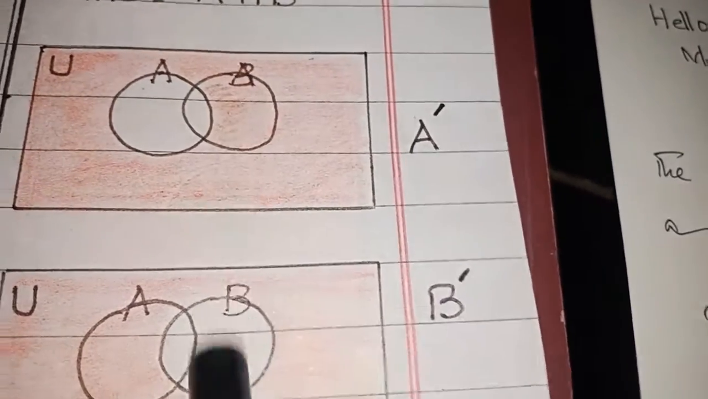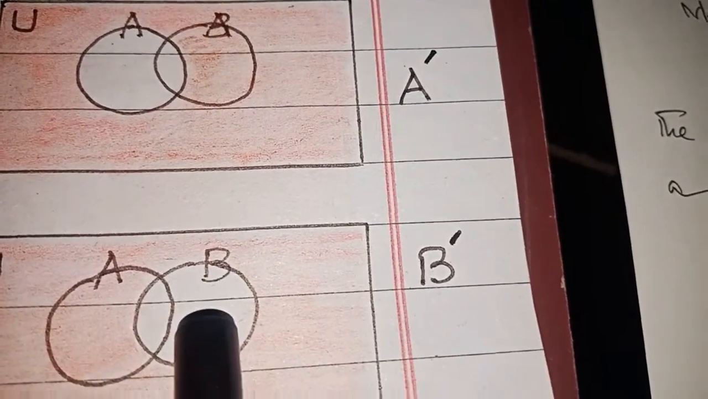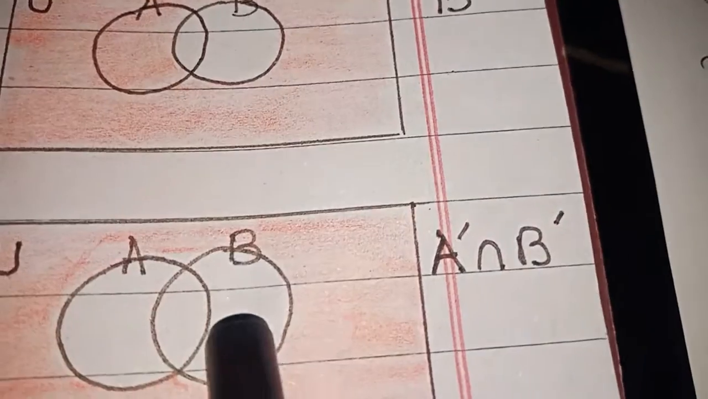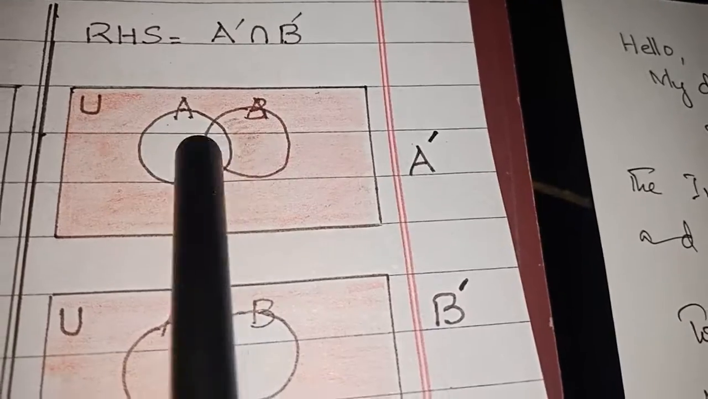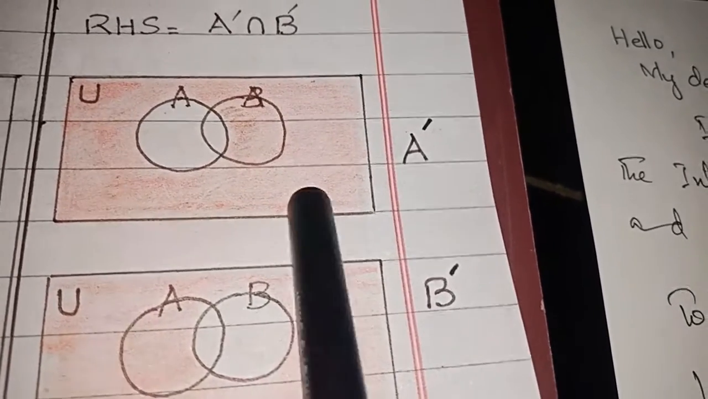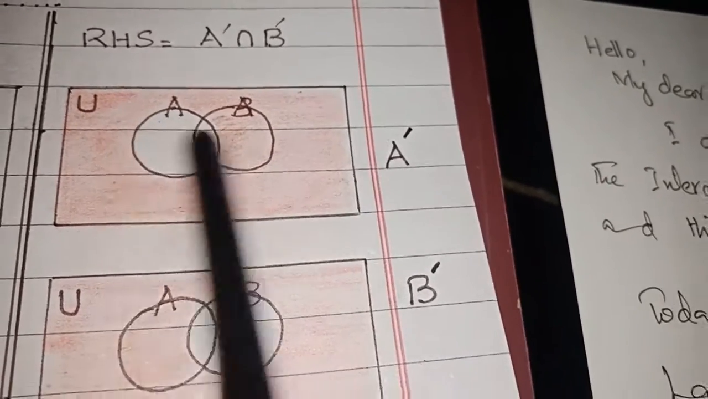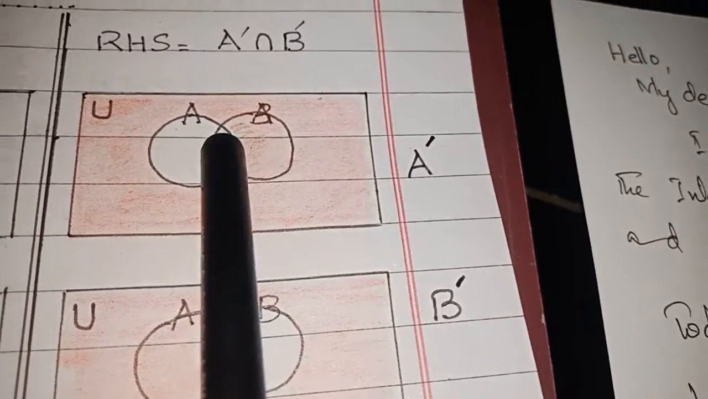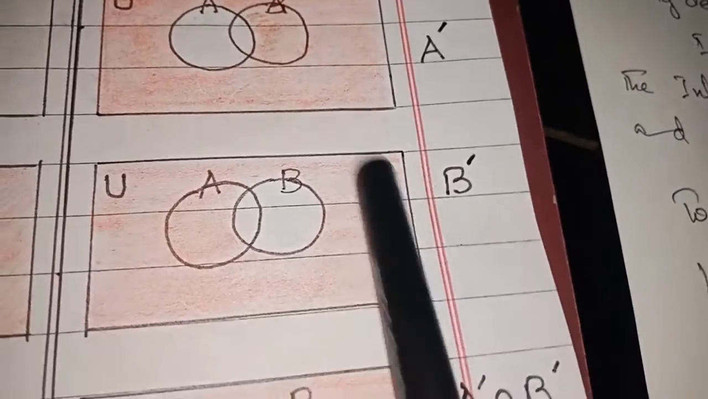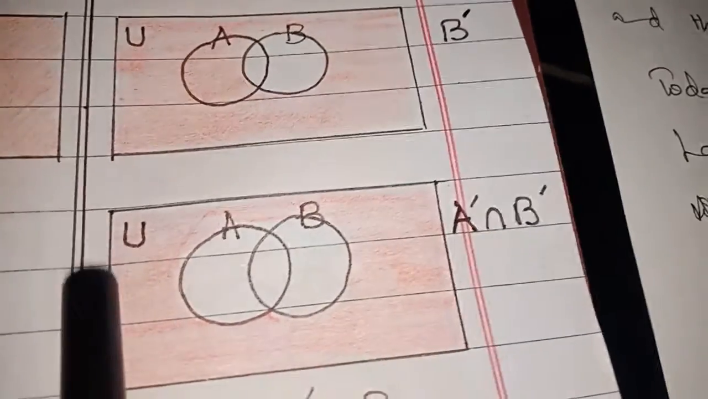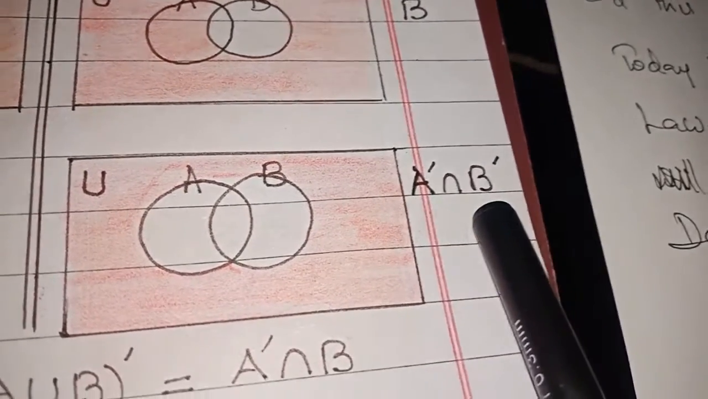And focus on B. Here some part of B is colored, but here the whole of B is not colored. So I leave B uncolored. Now focus on the universal set, leaving these two circles behind. Don't focus on A and B, focus on the universal set. The whole of the rectangle is colored here, and the whole of the rectangle is colored here, so I'll color it. So this is the representation of A complement intersection B complement.